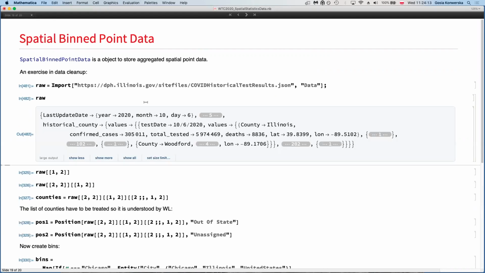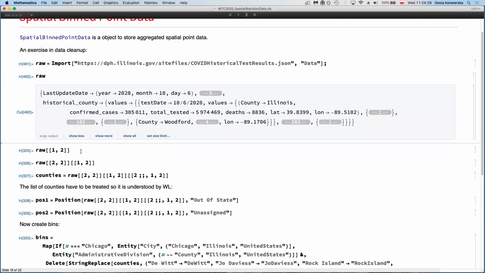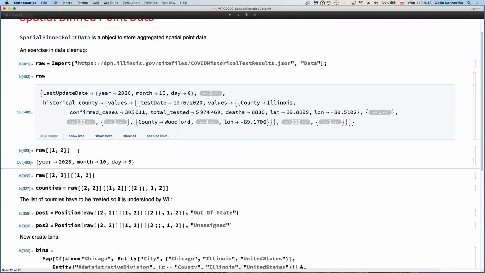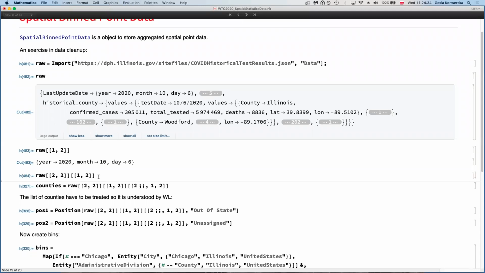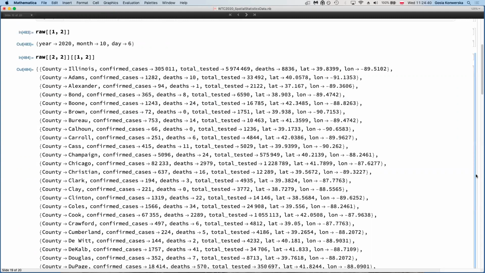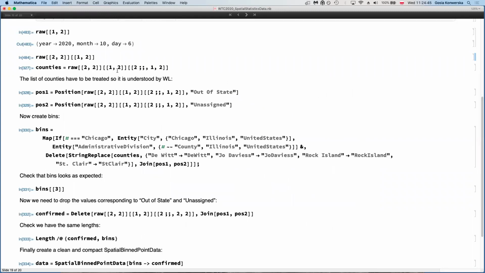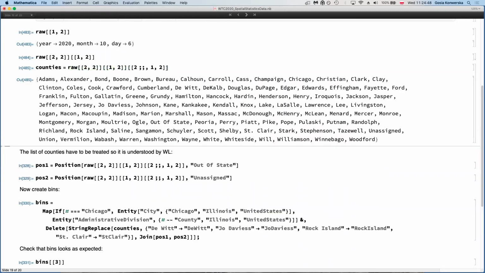So say we have the COVID historical test results from the Illinois Department of Public Health website. This is a JSON file. What we're trying to do is get the information about the latest update, to get the total numbers of confirmed cases per county in Illinois. You can see that we can get the date of the last update. Then if I just ask where's my data, it looks like that. So I'm getting closer, but this is all manipulation of which parts I need to take. To extract the counties, I need to take this part here.